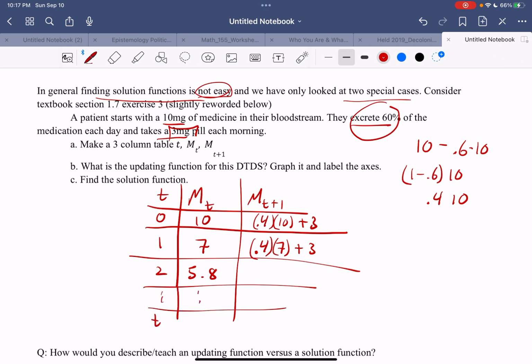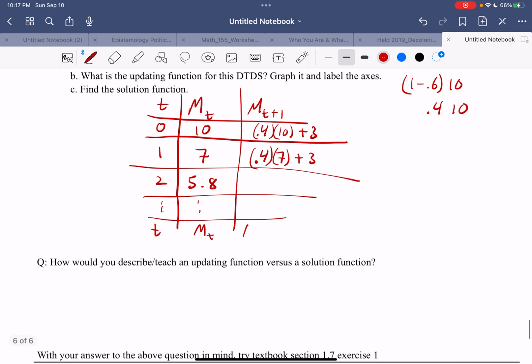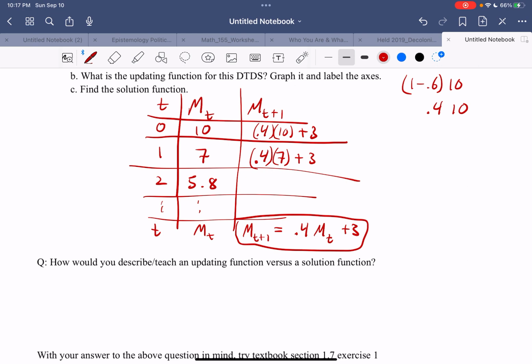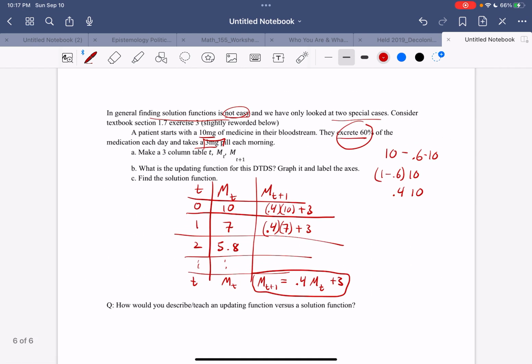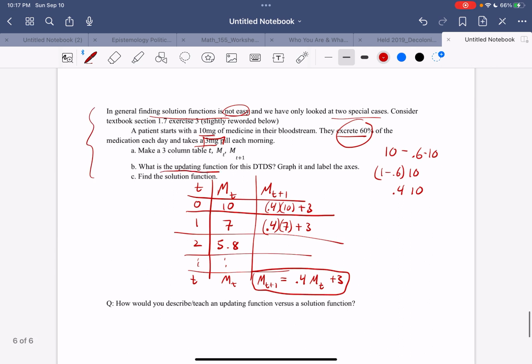Hopefully you can see at time t, they're going to have some amount. I'm calling it M, medicine at time t. And the medicine the next day, well, 40% is left over of what was there, and they pop another pill. This is the updating function for our discrete time dynamical system. Right, so what is the updating function? There we go. So that's my answer to part B.